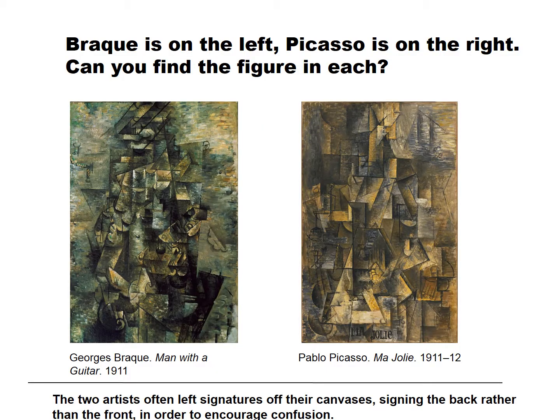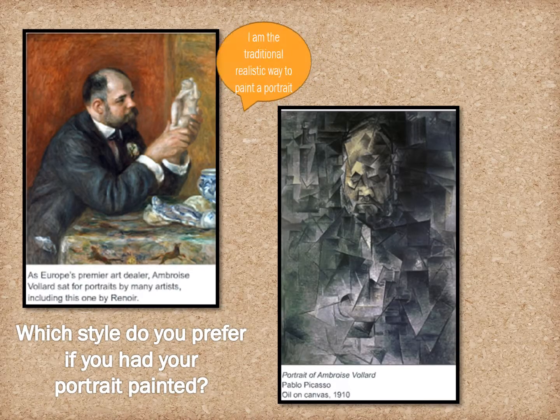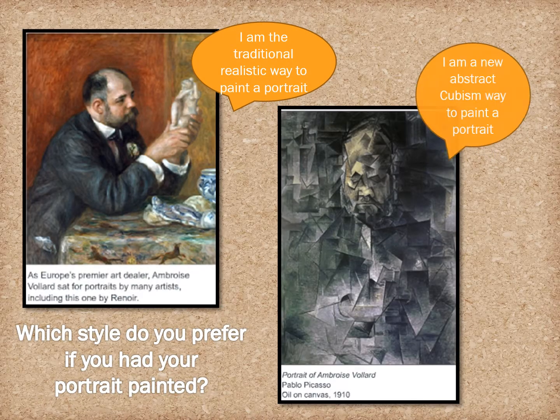Braque is on the left, Picasso's on the right. Can you find the figure within each painting? Which style do you prefer? If you had your portrait painted, which one would you like?